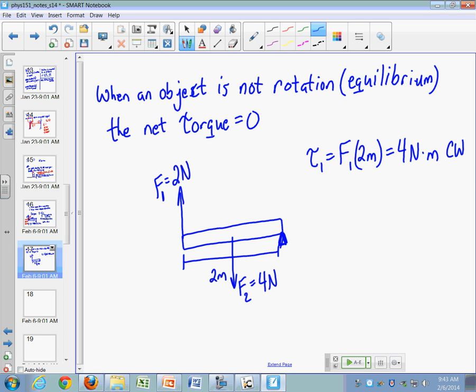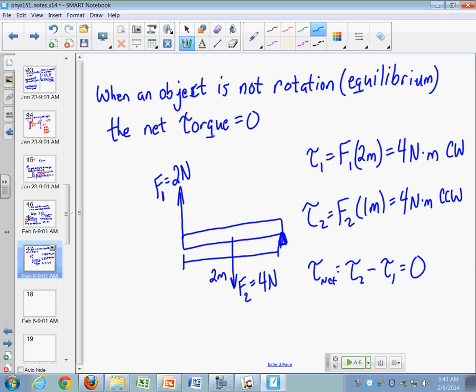Okay, so torque 2 then is F2 times 1 meter, which is 4 newtons times 1 meter. So that's 4 newton meters. And we've already said this is counterclockwise. Now these are equal but opposite torques. So the net torque equals, our convention would actually say torque 2 minus torque 1. Don't worry about that too much. But the idea here is that our net torque is 0. And so this is an equilibrium system. It's not moving. It's not rotating.